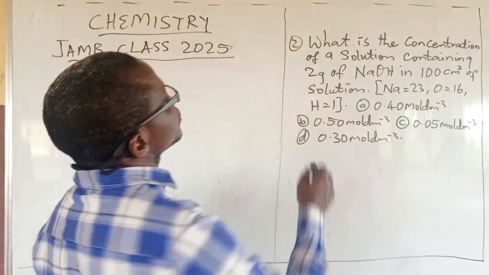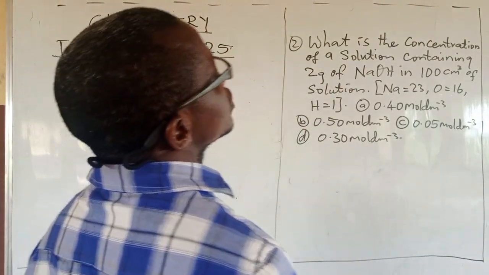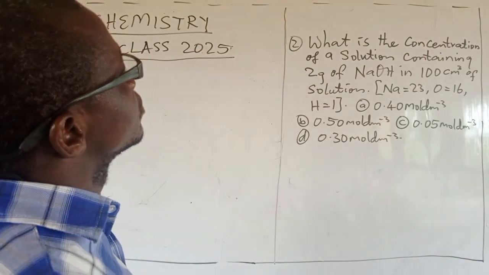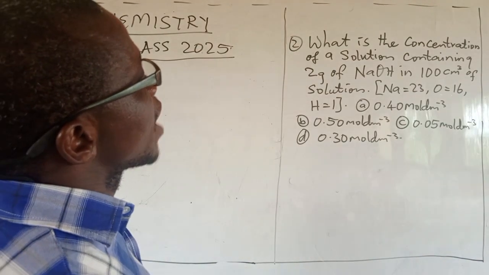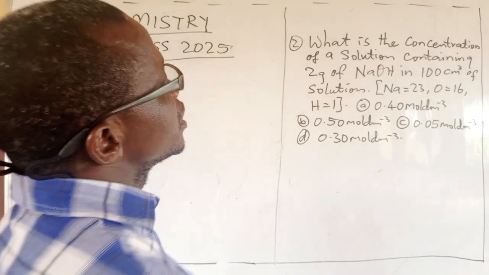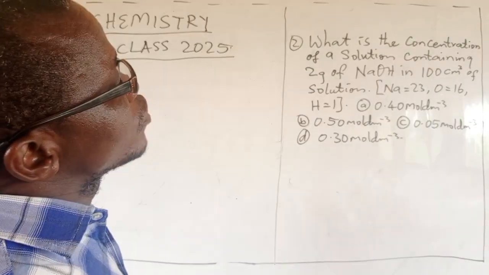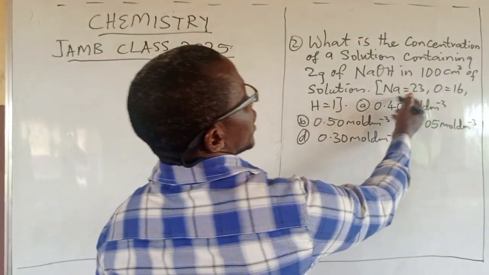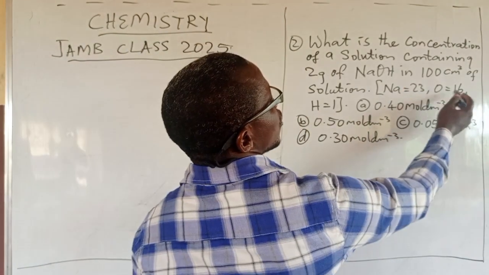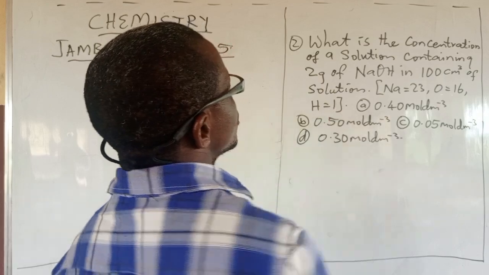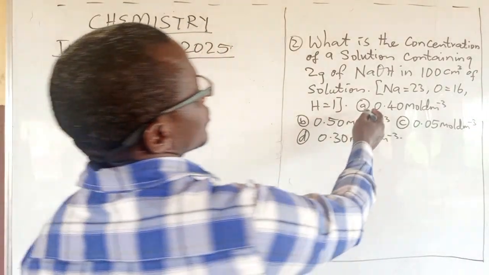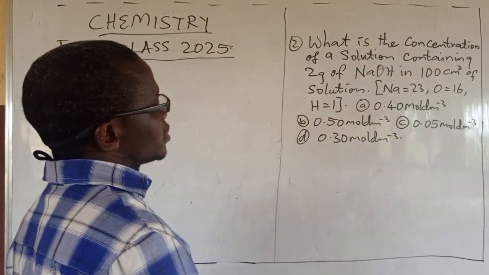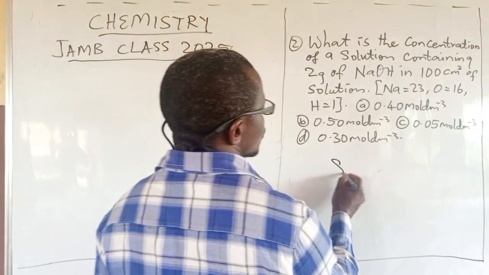Number 2. What is the concentration of a solution containing 2 grams of sodium hydroxide in 100 cm cube of solution? Na equal to 23, O equal to 16, H equal to 1. Now, the options are given. Now, let's see. Solution.